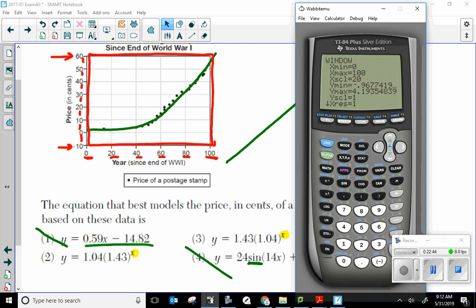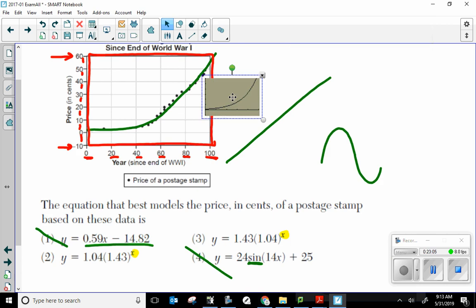My y is going to go from negative 10 all the way up to 60, and that scale is going to be by 10s. Why do I do that? Because that's what they give me. That's how I'm seeing these plots. So now if I graph this, oh, that's nice. That's the answer.